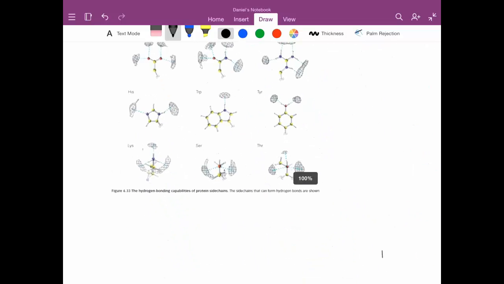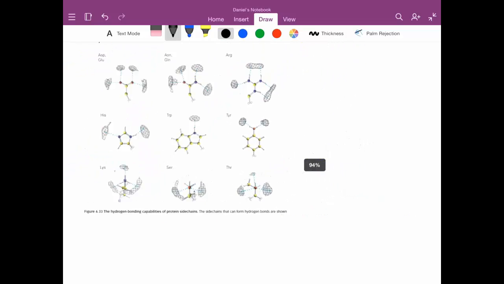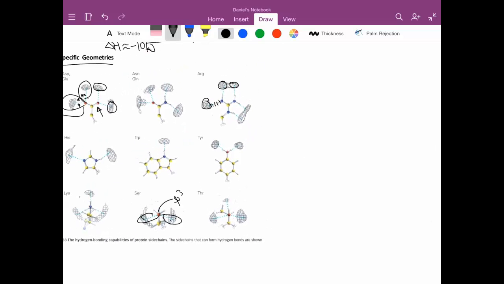So let's take a look at another one. Here we've got serine. Serine here is sp3 hybridized, and as such it has this tetrahedral geometry. And because of that, the locations of electrons are roughly here and here. And so, since the electrons are what are actually acting as acceptors, that is the location of the donors. So the idea I want to get across is that hydrogen bonds have very specific orientations.